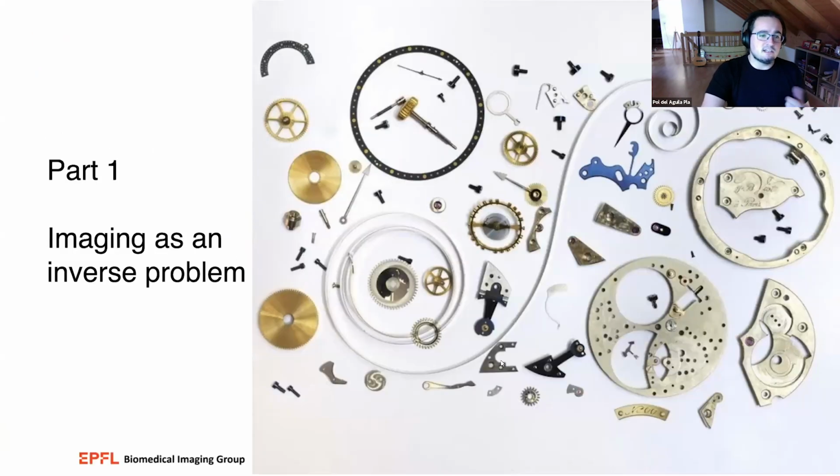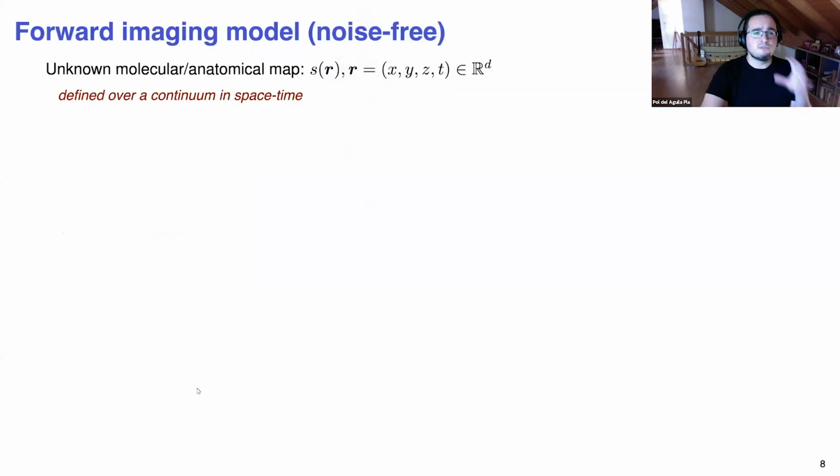So let's start. Imaging as an inverse problem, basic elements. As our lab is in Switzerland, we're going to do comparisons all the time towards the world of clocks. So these are the basic pieces that allow us to build them. The first piece is the unknown molecular or anatomical map, s(r), which is a function defined over a continuum in space.